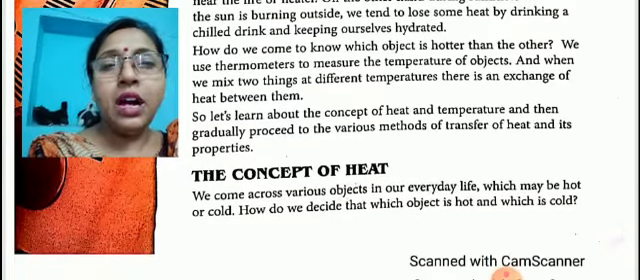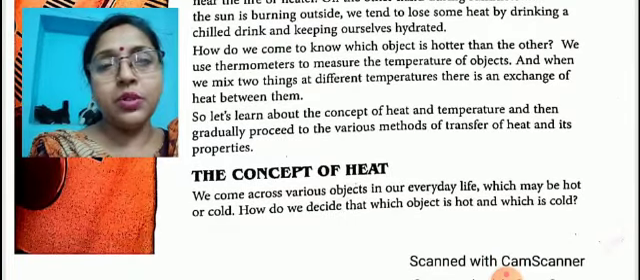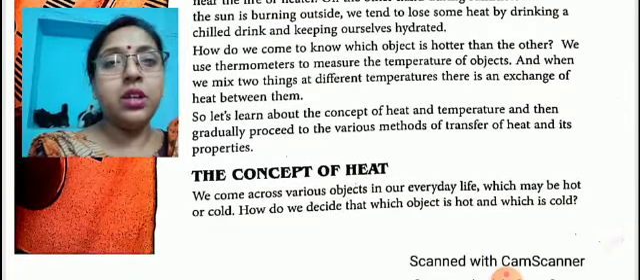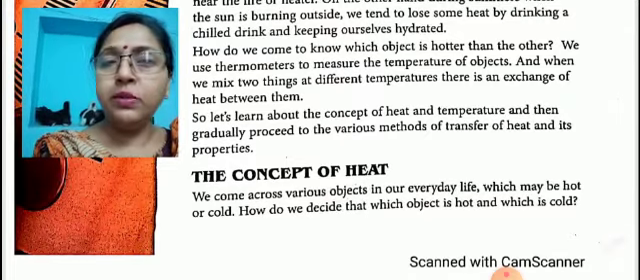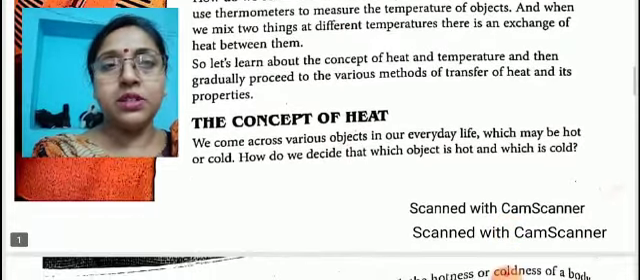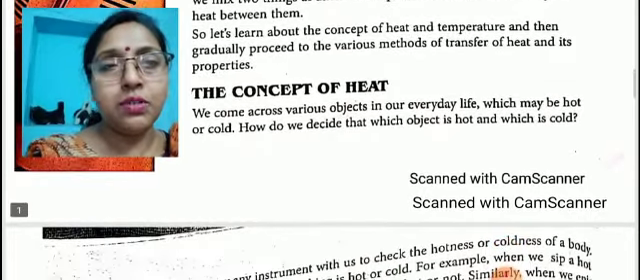Now, how do we say which object is hotter or which object is colder? Generally, we use a thermometer to measure the temperature of an object. And when we mix two things at different temperatures, there is an exchange of heat. One by one you will study these topics. First of all, let us come to the concept of heat.